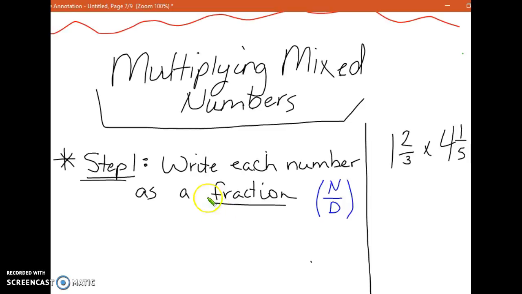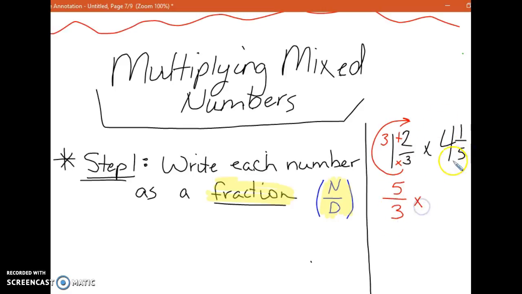Okay, so we're going to change these into fractions. Now, how do we do that? Who remembers? We reviewed it. Good. Okay, so we're going to go clockwise here. We're going to multiply and then add. So 3 times 1 is 3 plus 2 is 5, and the denominator stays the same.